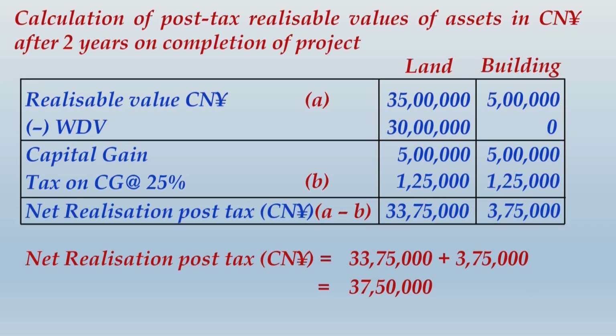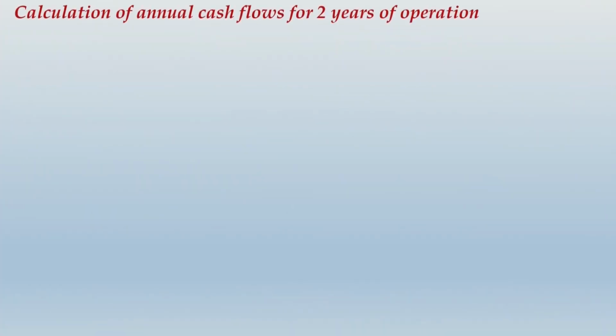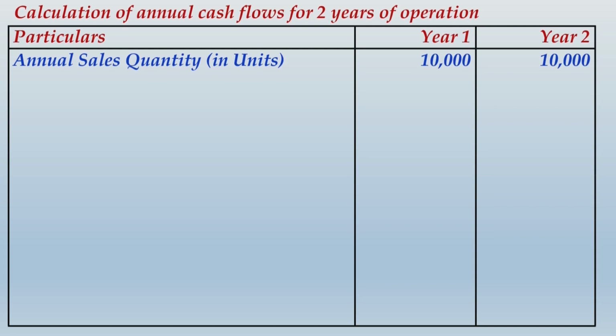Alright friends, you would have finished writing these calculations as well. Let us move ahead. The next thing that you would want to calculate is the annual cash flows for 2 years of operations. The project has a life of just 2 years. So this calculation is going to be very simple. Annual sales quantity is given as 10,000 units for each year. Selling price for year 1. Now 500 Chinese yuan is the base price and the inflation rate in China is 8%.